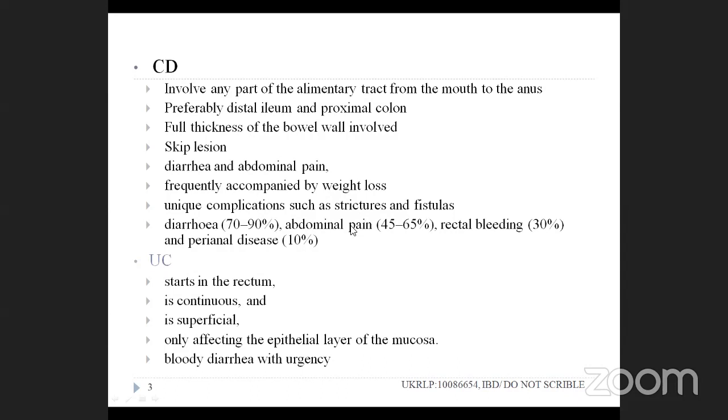Coming on to ulcerative colitis, it usually starts in the rectum and ascends up on the left side of the colon, and it can involve the whole of the colon. Rarely, the patient can have involvement of the terminal ileum, which is otherwise called backwash ileitis.